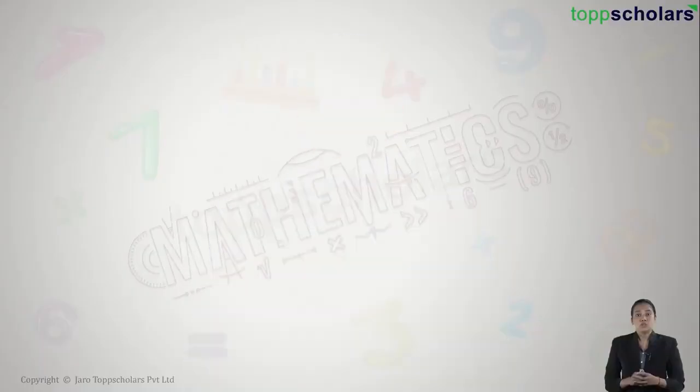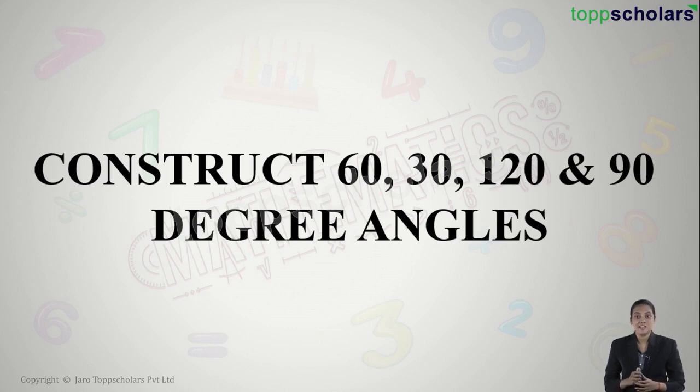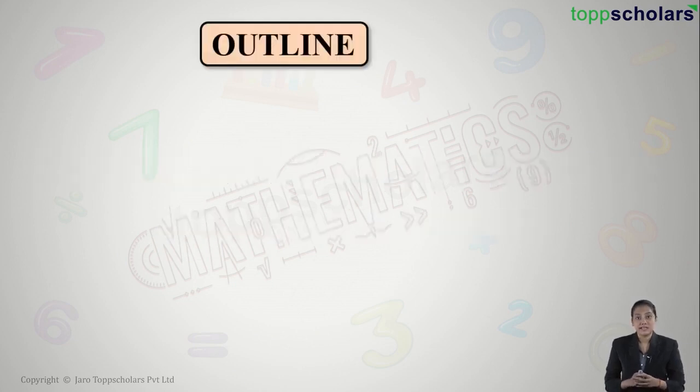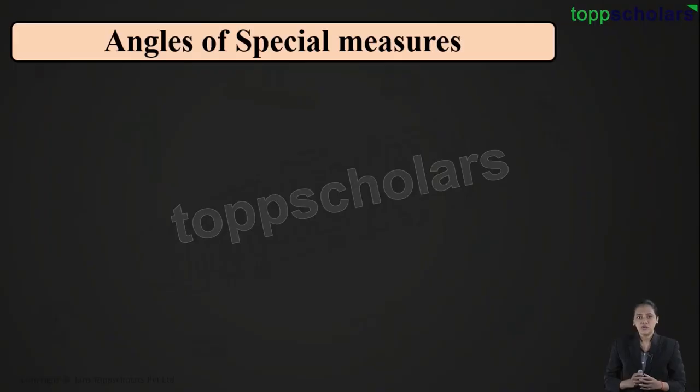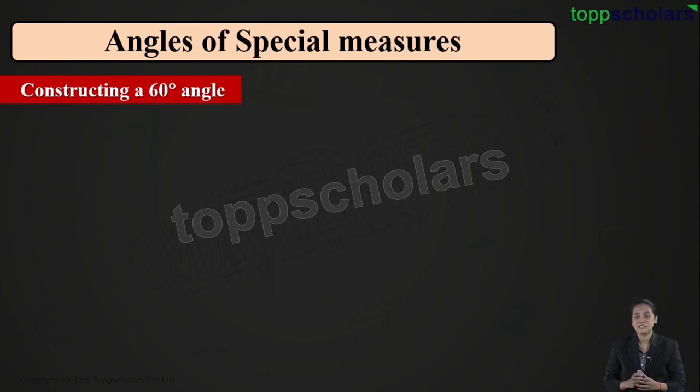Hello students. Today we are going to learn to construct 60, 30, 120 and 90 degree angles. Let's see what we are going to exactly study. We are going to study the angles of special measures. So first we are going to study to construct an angle of 60 degree.